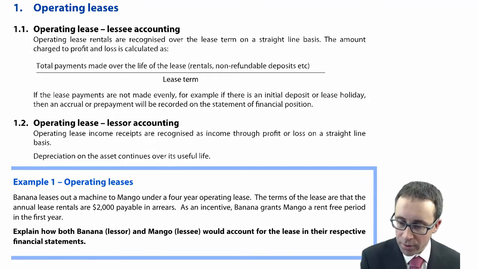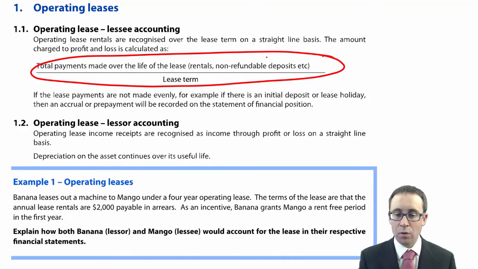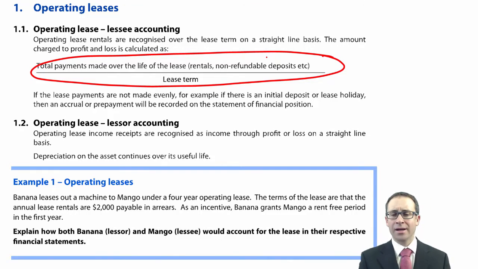So what we do is take the total payments made over the lease, and then divide that by the lease term. Be careful when you're looking at the total lease payments. That includes not just the annual rental payments, but also any deposits that may be made as well. They are incorporated into the value of the lease. Once you've done that, you divide that by the lease term, and that works out as your annual expense.